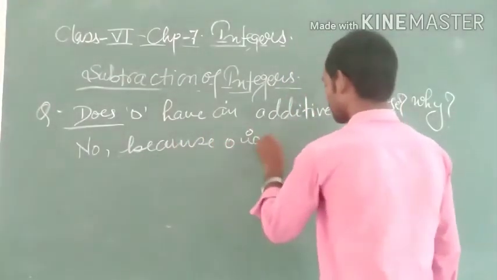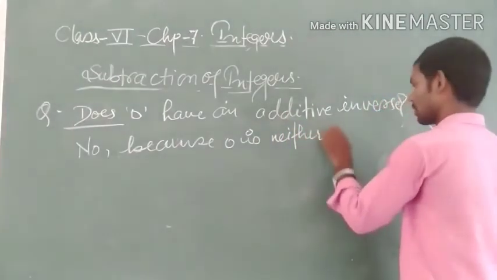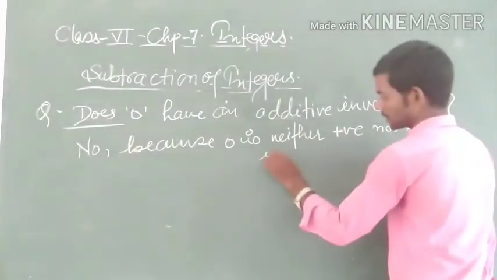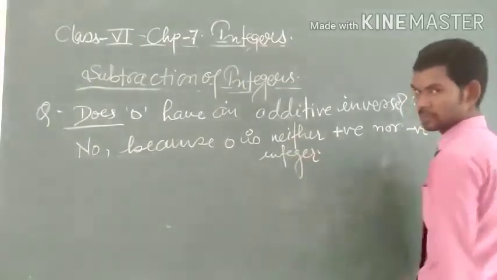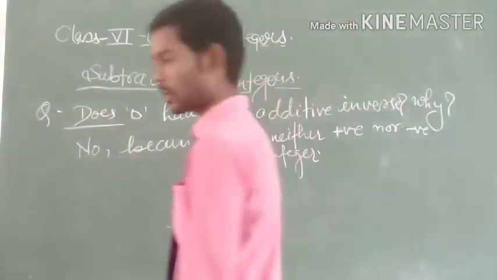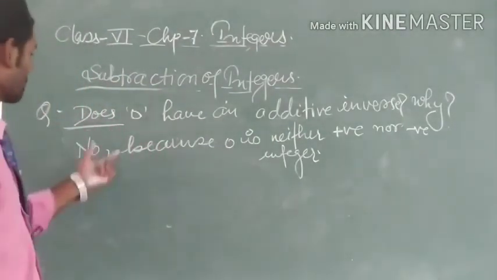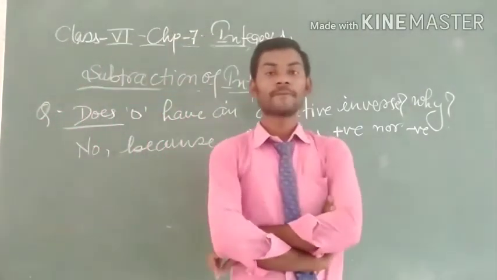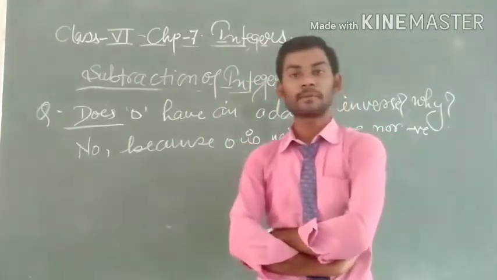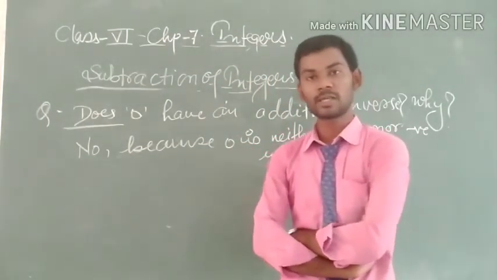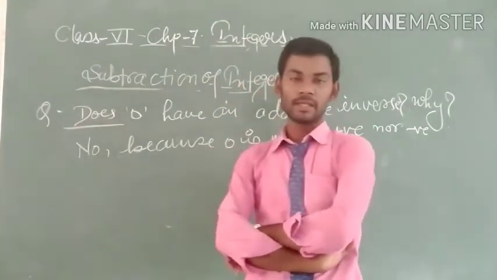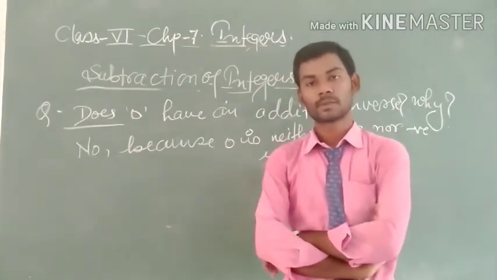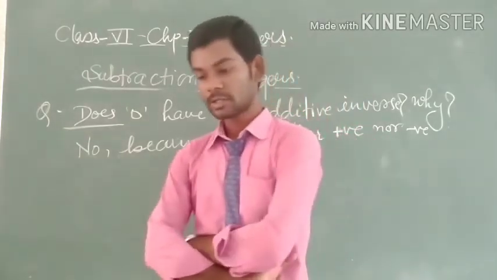I hope it is clear what the answer is for the question, does 0 have an additive inverse? Your answer will always be no. If somebody asks why, then you have to say that because 0 is neither a negative integer nor a positive integer. In this way we are unable to find the additive inverse for such a number. So let's see the next question.